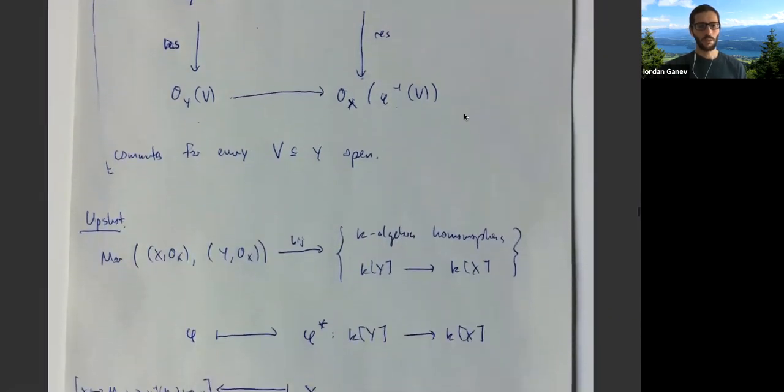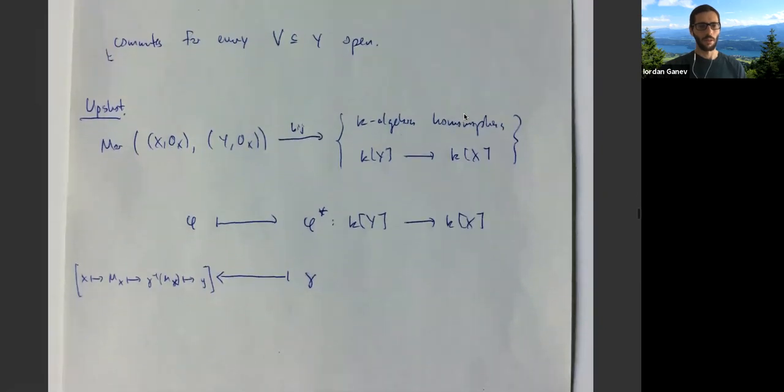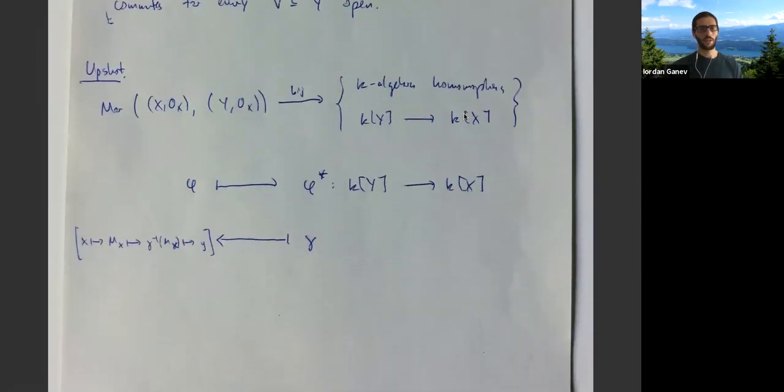And the upshot of this, so yeah, it's technical stuff. But the upshot is that any morphism between two ringed spaces, two affine varieties, which are in particular ringed spaces, is given by a K-algebra homomorphism. And if we have such a morphism, then the corresponding K-algebra homomorphism will just be pullback of global functions. And if we have a K-algebra homomorphism, then we do this procedure that I alluded to a few slides ago.